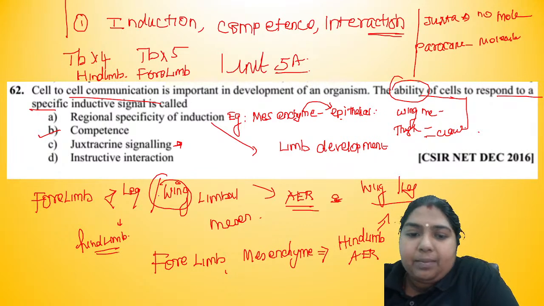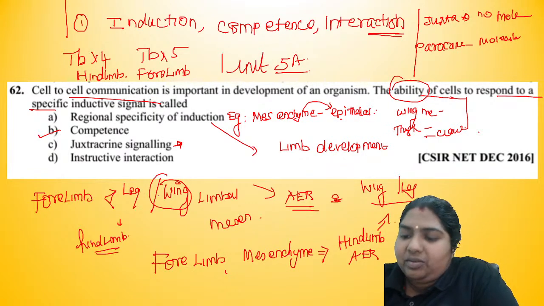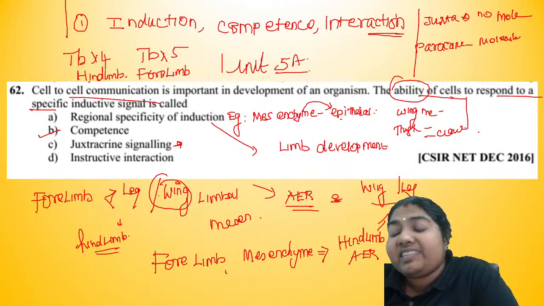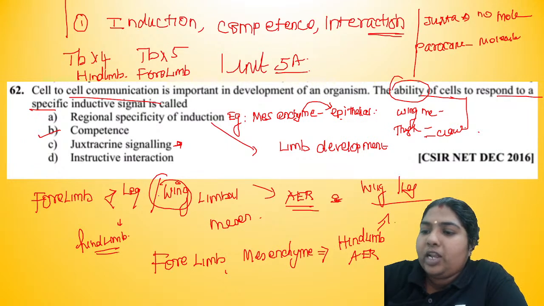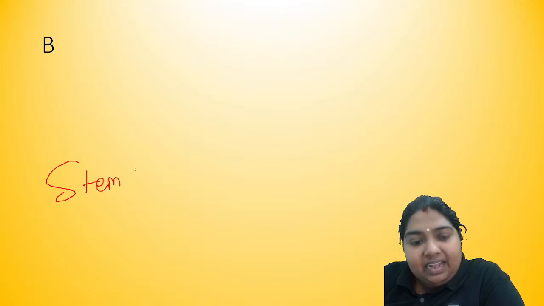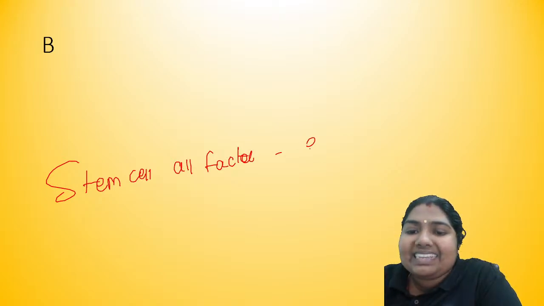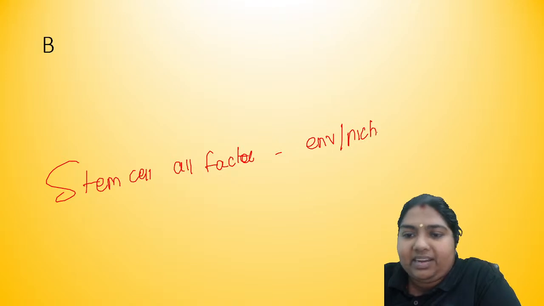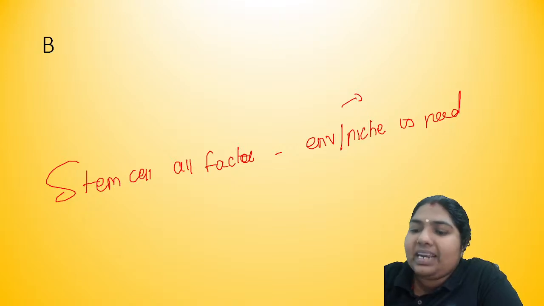Okay, fine guys. So coming back here, coming to instructive interaction. What is this instructive interaction? We have seen two things. One is permissive. What do you mean by permissive interaction? For example, I have a stem cell. A stem cell has all the factors within, so it needs only the environment or the niche to develop. So this is what is already there.